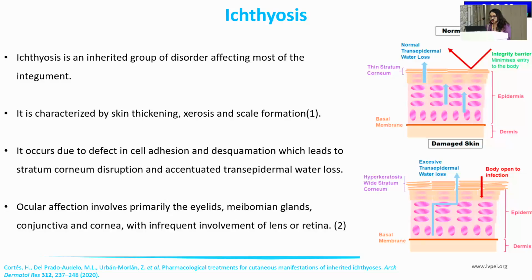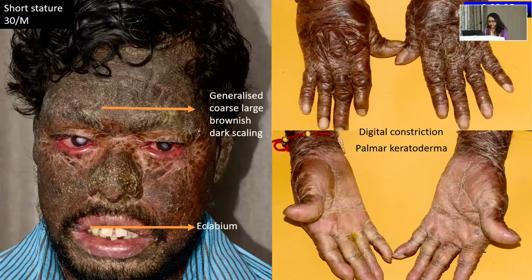these patients. So ichthyosis is an inherited group of disorders affecting most of the integument. It is characterized by skin thickening, xerosis, that is dryness, and scale formation. It occurs due to a defect in cell adhesion and desquamation, which leads to stratum corneum disruption and transepithelial water loss. Ocular affection involves mainly the eyelid, the meibomian gland, conjunctiva and the cornea.